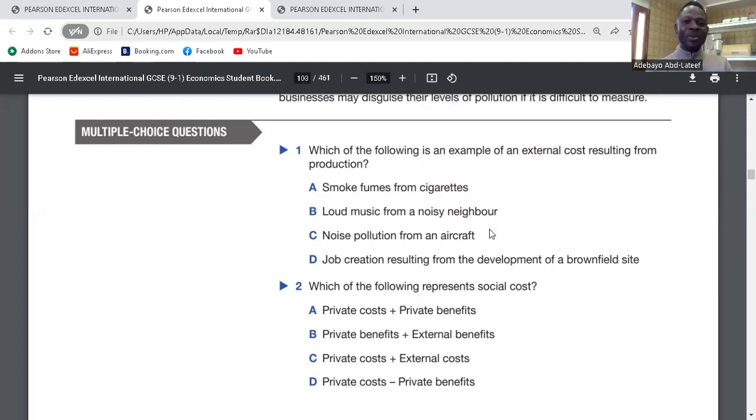Is it clear now? For noise pollution from the aircraft, the aircraft will not move except people are flying. Is it consumption or production? Consumption. But job creation, why would you create a job? Because you want to produce. So that is external cost of production. Is it clear? They are all external costs, but A, B, C are external cost of consumption, and D is external cost of production. Is it clear?